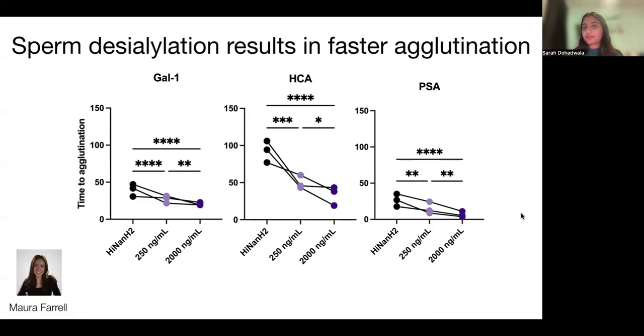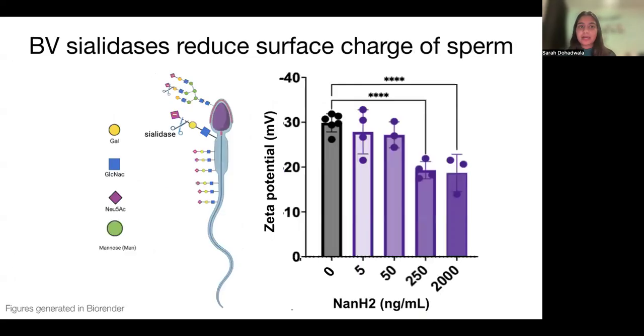And we can see for all three glycan-binding proteins, there's a dose-dependent reduction in the time that it takes for the cells to stick to each other, indicating that the sialic acids do play some sort of role in cell-cell repulsion with sperm. And we hypothesized this might be because the sialic acids are negatively charged, and so they might contribute to this charge-based repulsion.